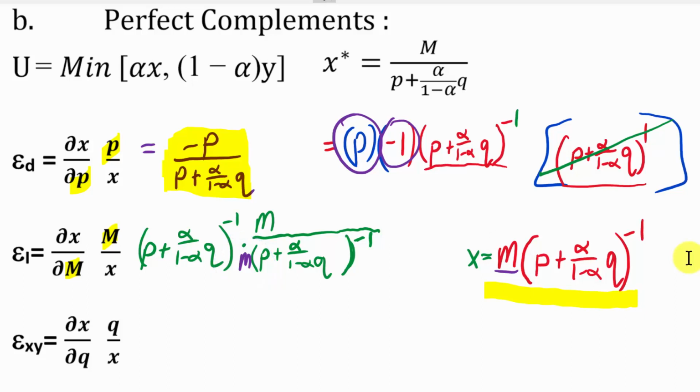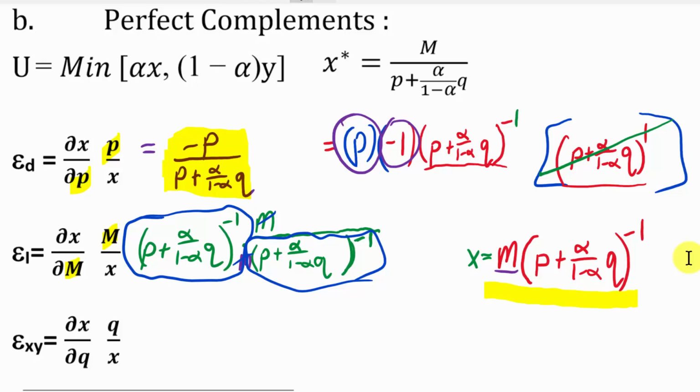It's amazing how so many things cancel, I guess it's not so amazing when you think about where all these things come from. We have the m and the m cancel, and here we have the p plus alpha over 1 minus alpha q to the minus 1 power in the numerator. Same thing in the denominator. And look, every single thing cancels. That means we're left with the income elasticity of demand for this Marshallian demand function is always just positive 1. Interesting.